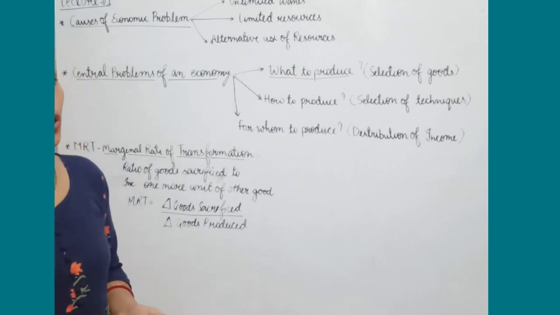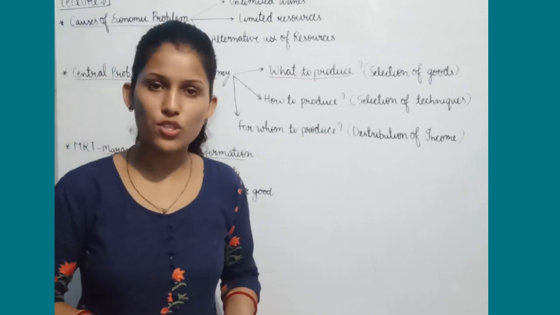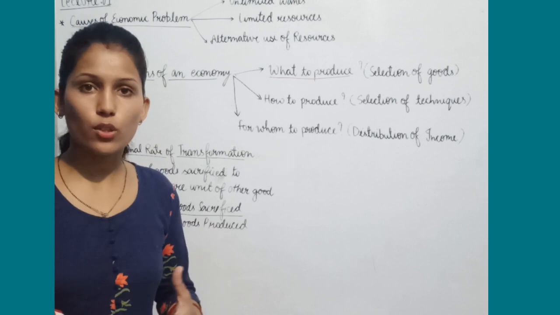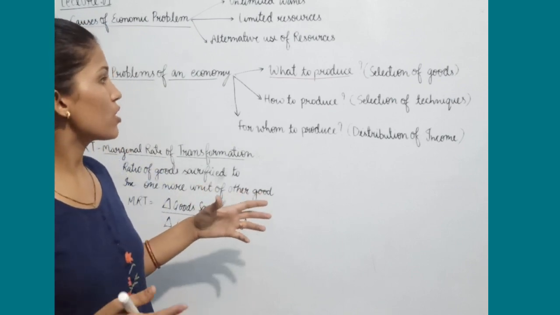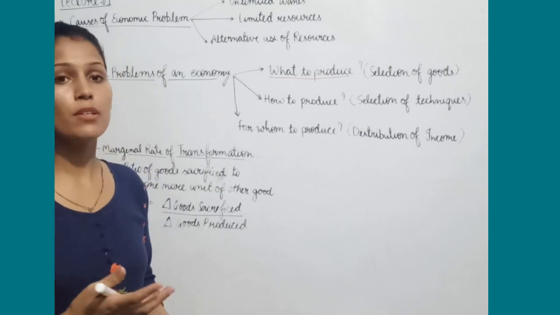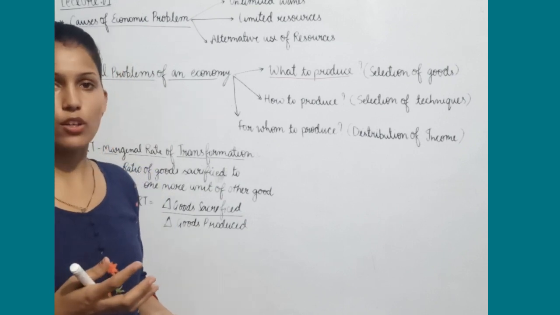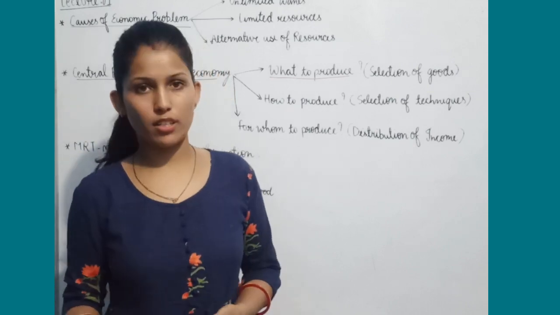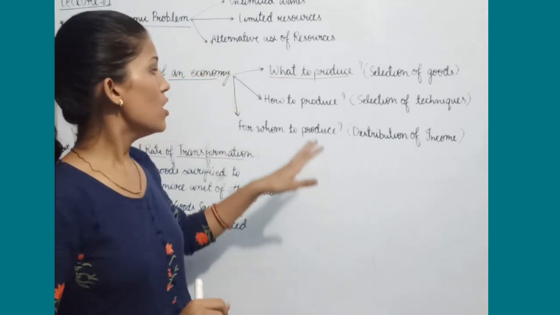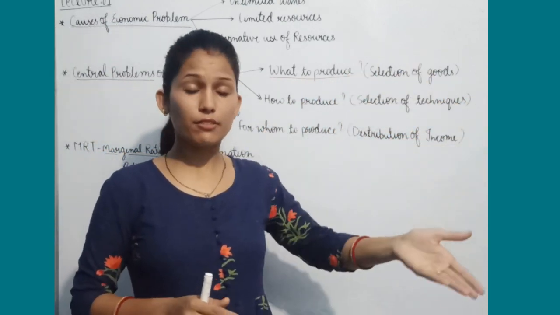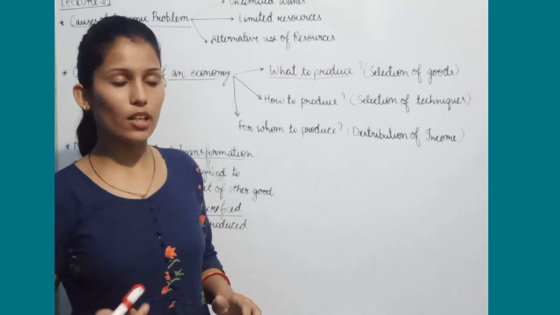Like we have a variety of goods: capital goods, consumer goods, intermediate goods and luxury goods. So of these types of goods, we have to select which type of good we have to produce in an economy by seeing the people's need, that which good is important at that particular time. So what to produce is the selection of goods, that which type of good we should produce in an economy.